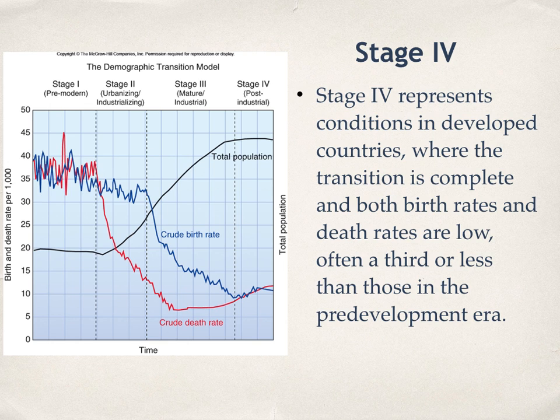Stage 4 represents conditions in developed countries, where the transition is complete and both birth rates and death rates are low, often a third or less than those in the pre-development era. The population comes into a new equilibrium in this phase, but at a much larger size than before.